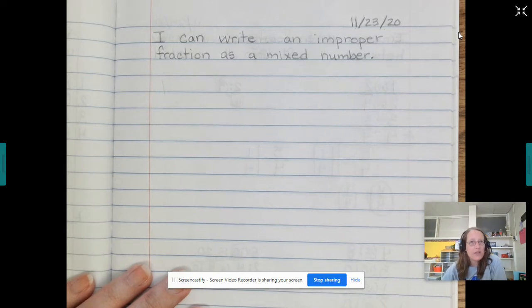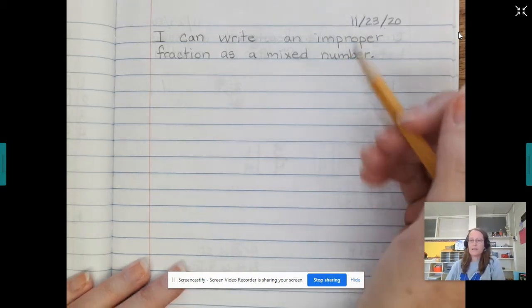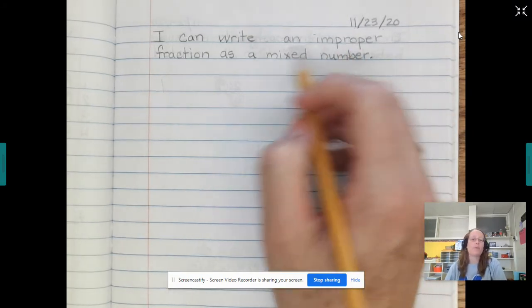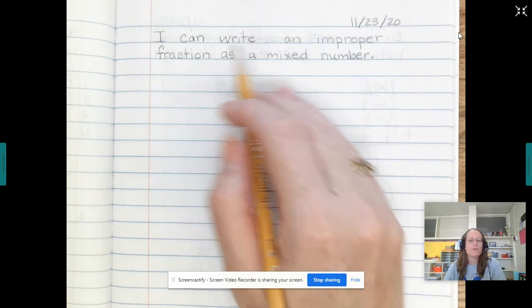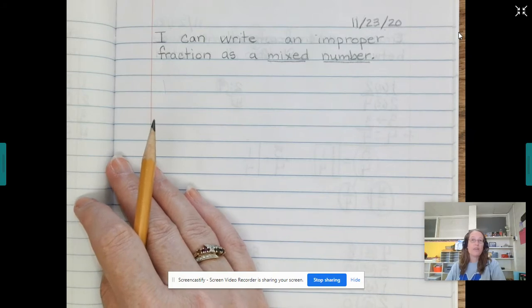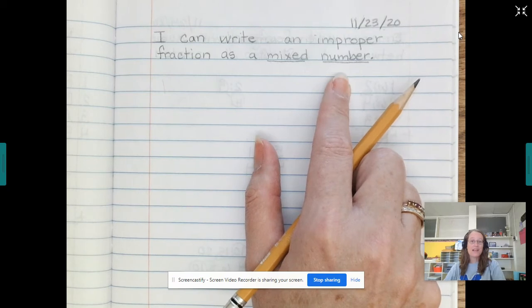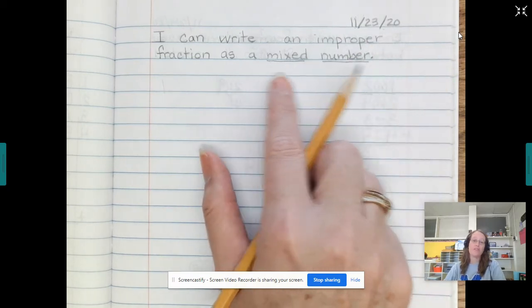As we continue to solve fraction problems, addition, even subtraction, and some multiplication, the directions are always going to tell us to simplify. And when we say simplify in 5th grade, it means that we do not ever want to leave our answer as an improper fraction. We always want to write it as a mixed number. So in order to do that, we need to understand what an improper fraction is, what a mixed number is, and how you can change an improper fraction to a mixed number.